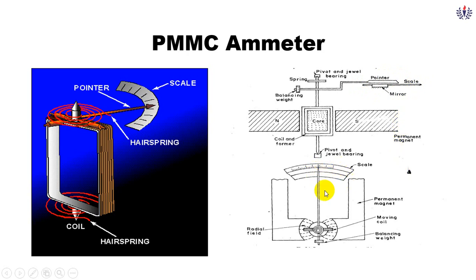And here is the next view. In the parallel view, it is the radial field. You can see the spring control, the coil, and the deflection of the pointer. A little bit clearer picture here.